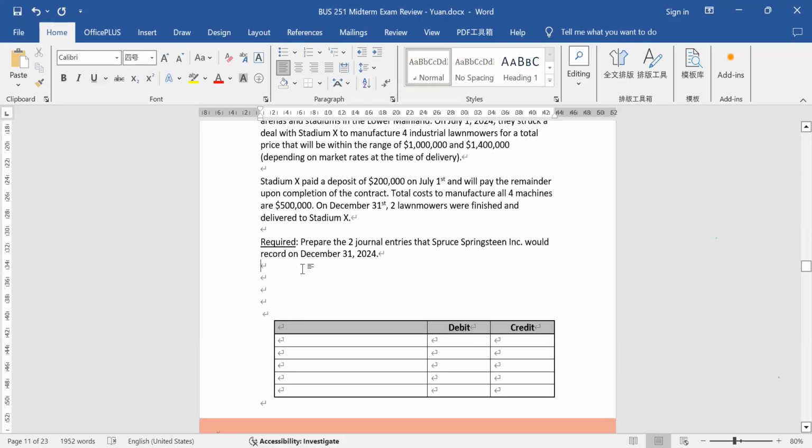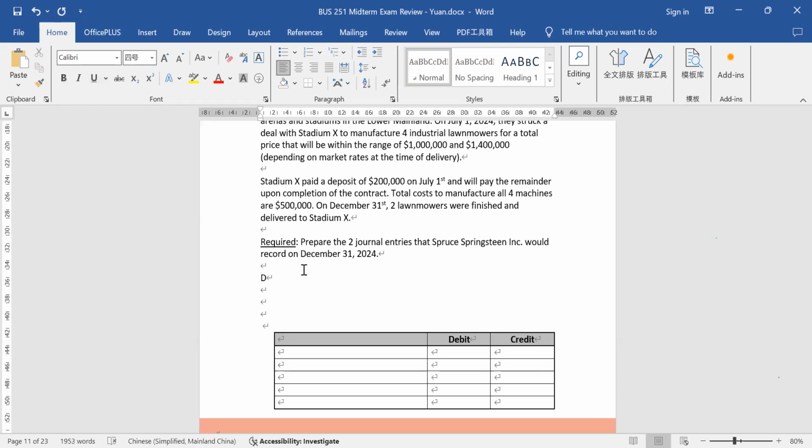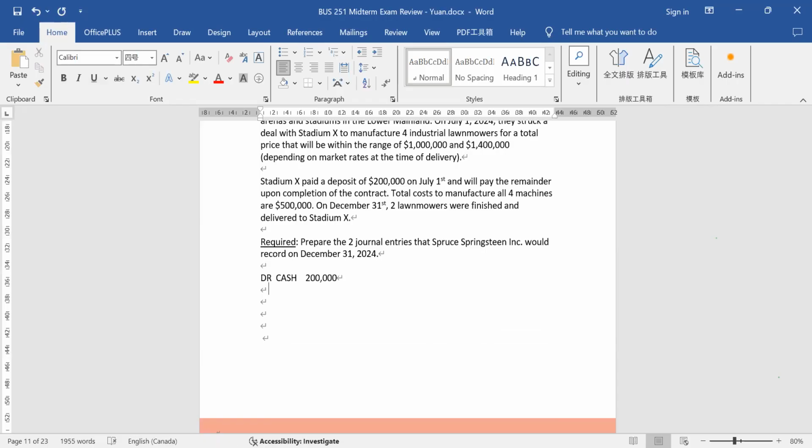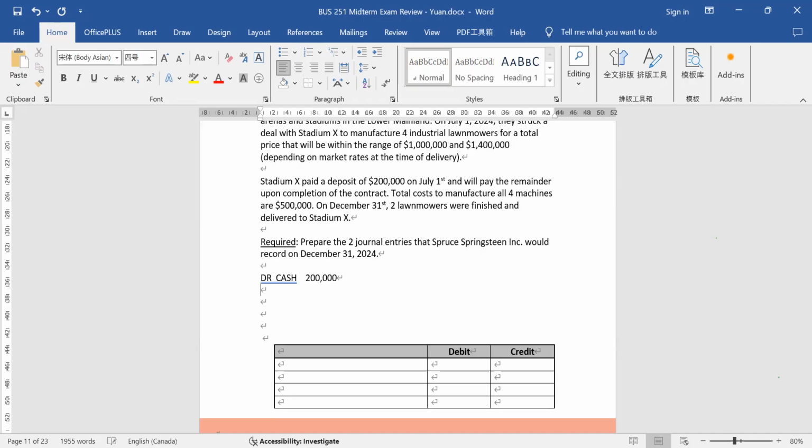So first of all, when we accept the deposit, we debit cash, 200,000. And at the same time, we create deferred revenue, the same amount, 200,000, and make this journal entry here.